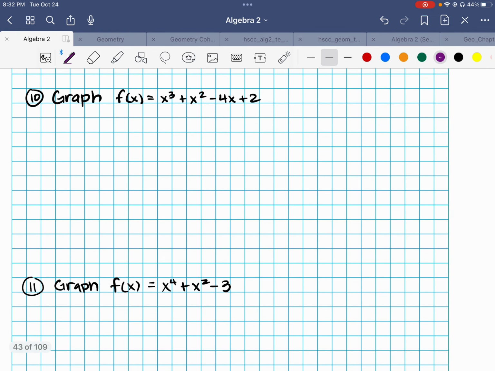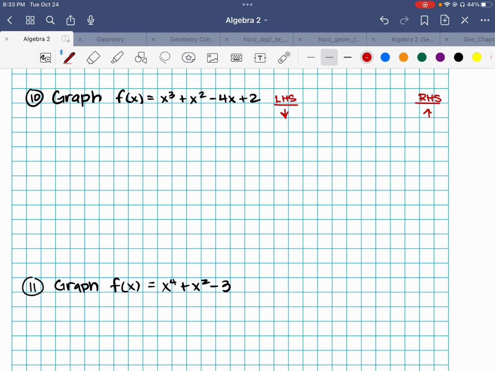So if I was looking at number 10, we're not going to do 11 today. If I was looking at number 10, my analysis would say that it is in the correct form, and I know that the lead coefficient is positive. So I know that my right-hand side is going to be going up, and I know that the left-hand side, because the degree is odd, because it's an odd exponent, is going to be going down, the opposite of what's happening on the right-hand side. So right-hand side up, left-hand side down.